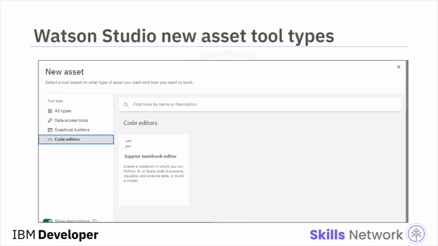The new Asset Tool type options also include Code Editors, which provides a Jupyter Notebook editor where you can analyze data or build models. A Jupyter Notebook is a web-based environment for interactive computing. You can use notebooks to run small pieces of code that process your data, and you can immediately view the results of your computation. Now, this Jupyter Notebook editor is largely used for interactive, exploratory data analysis programming and data visualization. You should use it if you are new to Jupyter Notebooks.